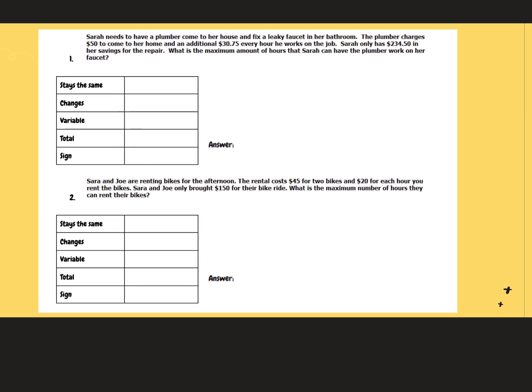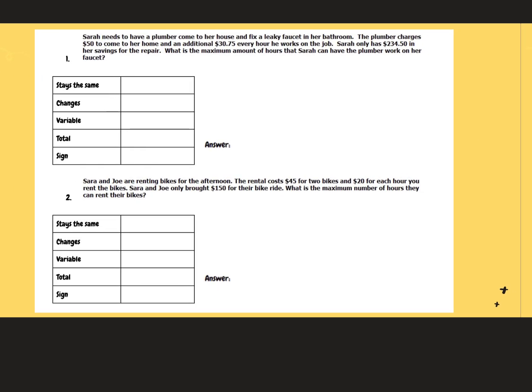All right, so let's take a look at some examples. Sarah needs to have a plumber come to her house to fix a leaky faucet in her bathroom. The plumber charges $50 to come to her home and an additional $30.75 every hour he works the job. Sarah only has $234.50 in her savings for repairs. What is the maximum number of hours that Sarah can have the plumber work on her faucet?